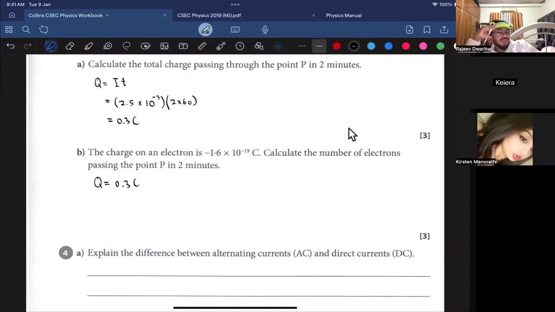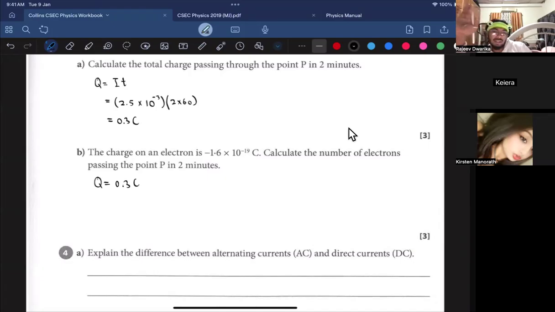Yeah. So we have the charge, right? The charge is 0.3 coulombs, and that's how much charge you have in 2 minutes. And the charge on one electron is minus 1.6 by 10 to the power minus 19 coulombs. So let me make that make sense for you. In 2 minutes, the charge in the circuit is 0.3 coulombs, and the charge for one electron is minus 1.6 by 10 to the power minus 19. See if you can figure it out.